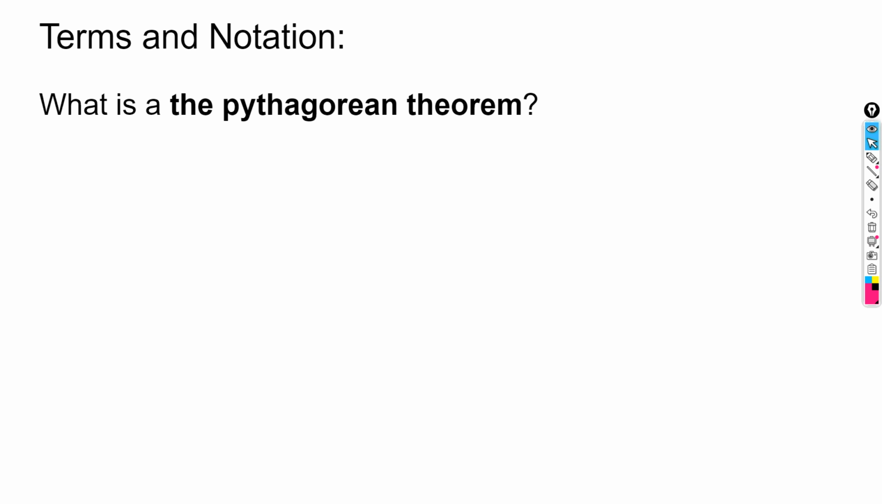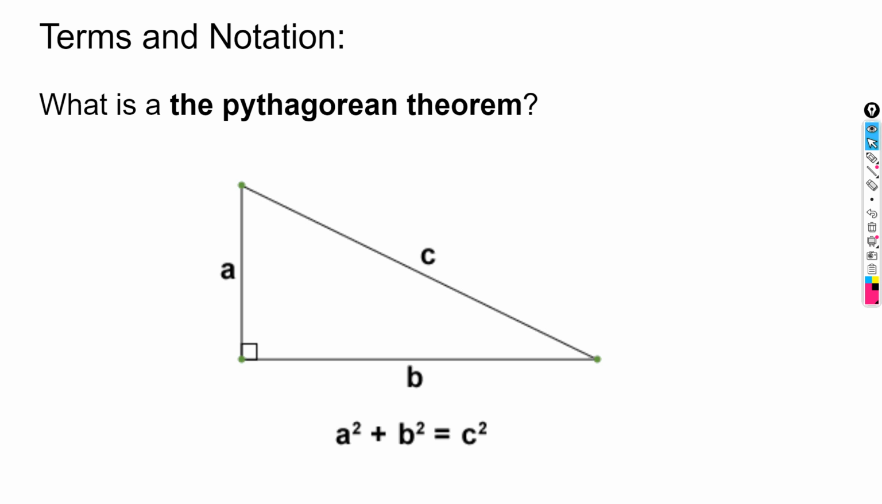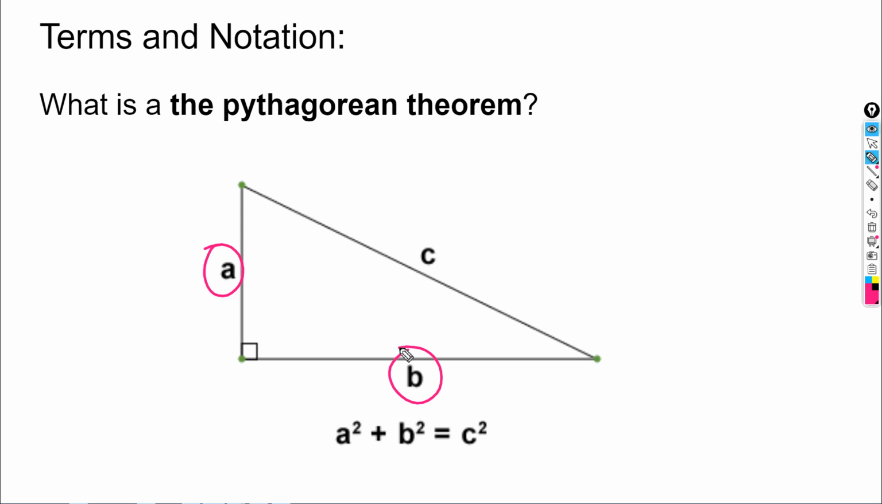So the first question is, what is the Pythagorean theorem? And most of us are aware that the Pythagorean theorem is a squared plus b squared, which equals c squared. But just knowing that doesn't necessarily tell you exactly how to use it. So the thing we need to keep in mind is that a and b, which we're squaring and adding together, are legs of our triangle.